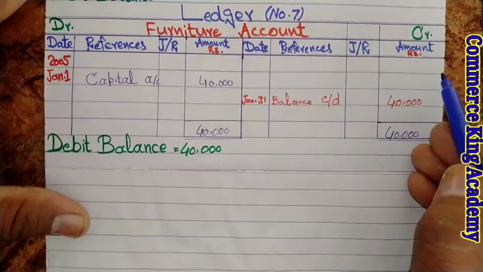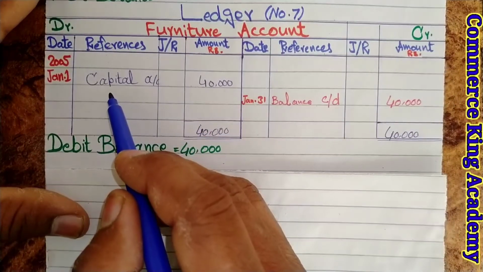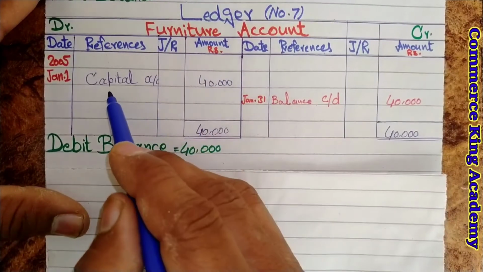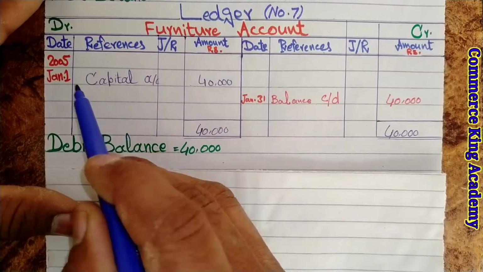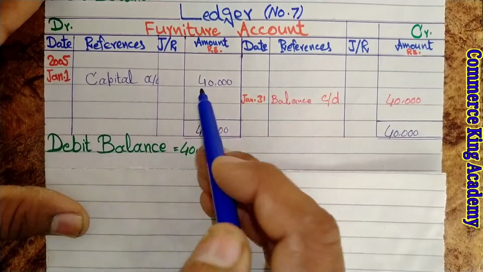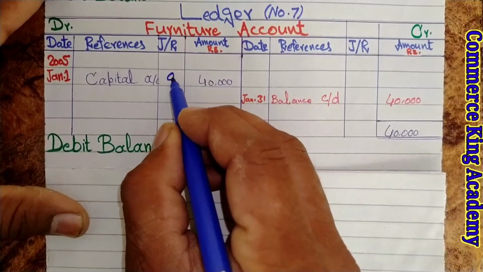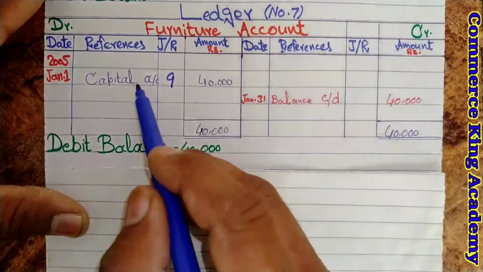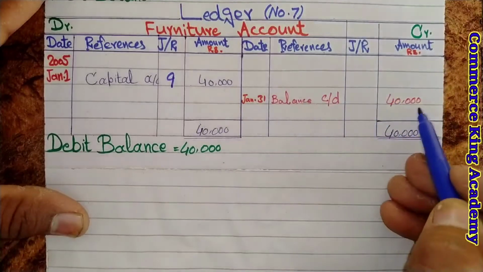Okay. Debit side and credit side. So furniture account is debit. Furniture account is debit by capital account. So we will write here the opposite account name, which is capital account. Okay. Jan 1st. Capital account. Journal reference number or page number is 9, where the journal entry exists. Okay. After entering this entry we have balance 40,000 on credit.